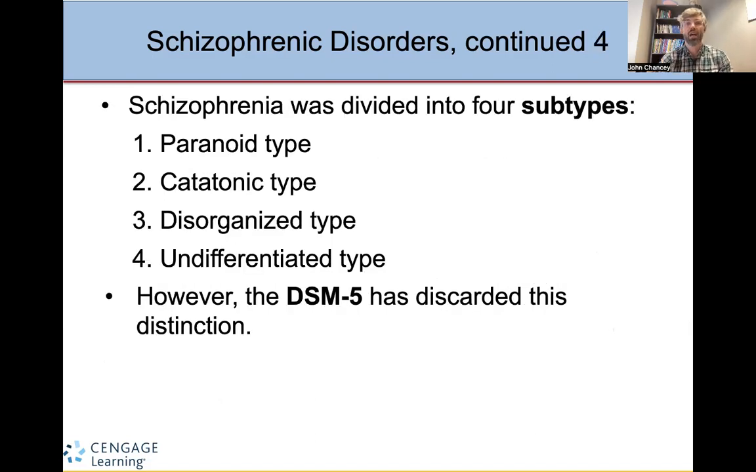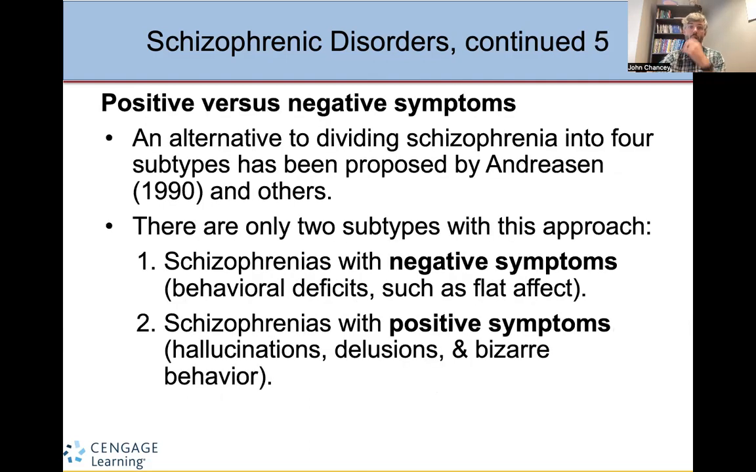We can divide schizophrenia into four subtypes: the paranoid, the catatonic, disorganized, and undifferentiated, which maybe meets a little bit of all three of the above. The DSM-5 has discarded this distinction. We don't really see that anymore. Now it's more of a focus on the symptoms.